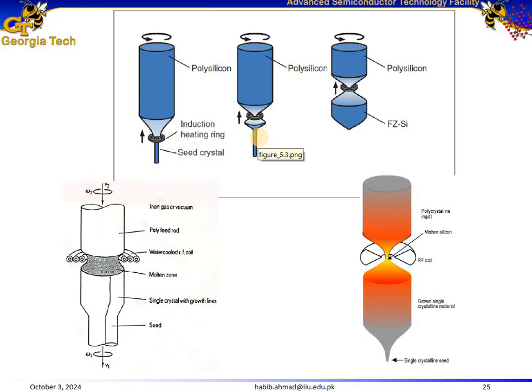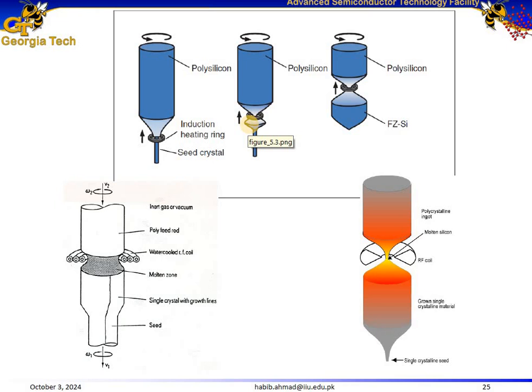There is a necking kind of process in the float zone technique. Once this seed touches the molten zone, the necking process begins. As you can see over here, the neck is formed by slowly reducing the diameter of the molten zone.